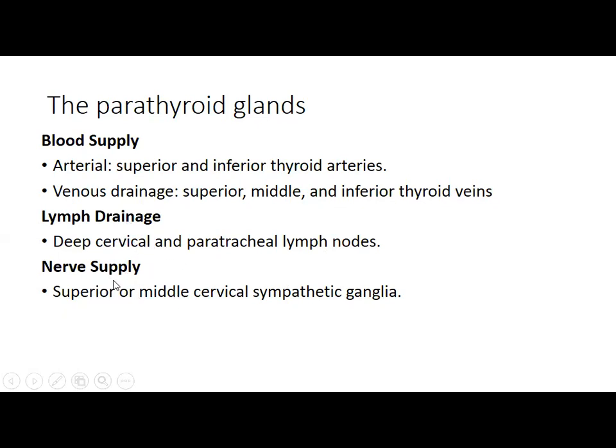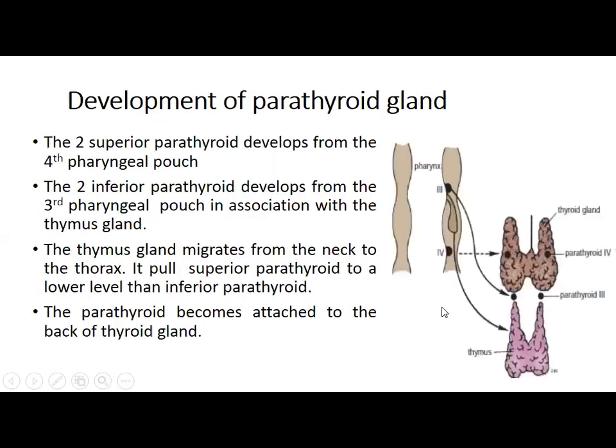Nerve supply: in case of the thyroid, it is supplied by all three sympathetic ganglia, superior, middle, and inferior. But in case of the parathyroid, because they are very small, they are supplied by either the superior or middle cervical sympathetic ganglia. That is the only difference. Most of the other things are similar.